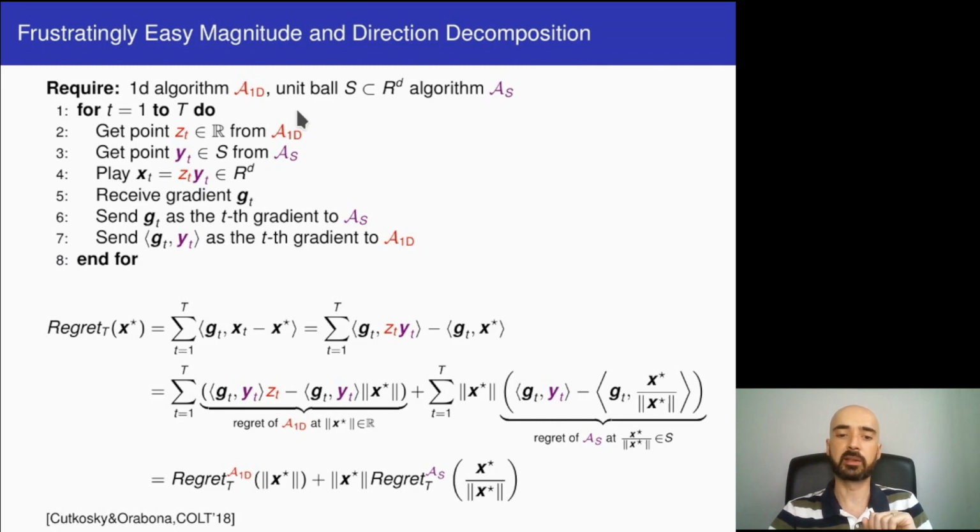For this part instead, you need an algorithm that is parameter free, but 1D. And here, use coin betting. And that's it. You can always reduce any optimization problem to two algorithms, a coin betting algorithm and a projected stochastic gradient descent algorithm.